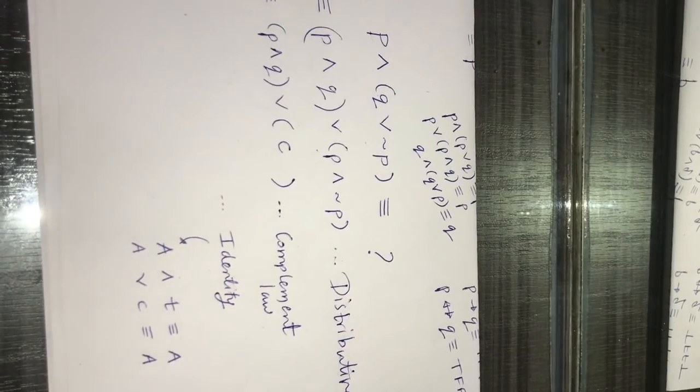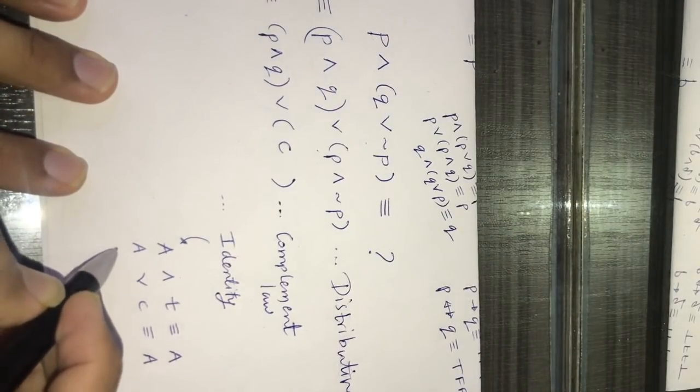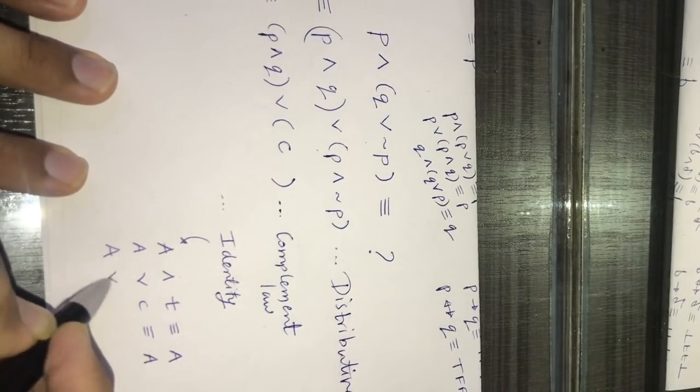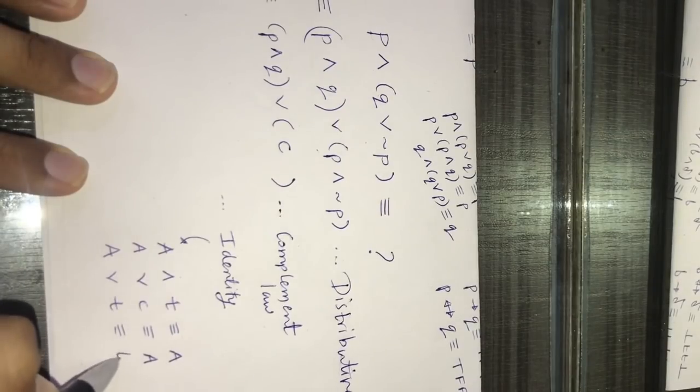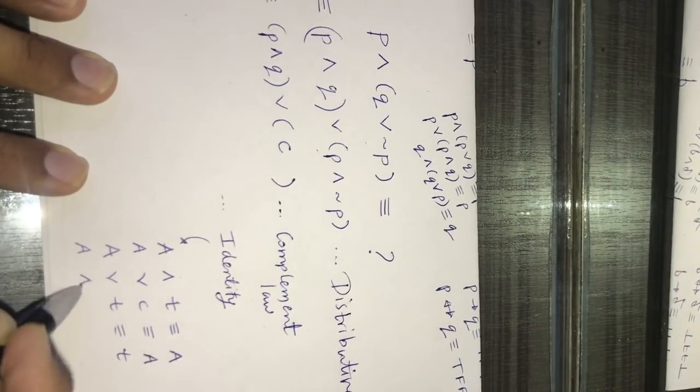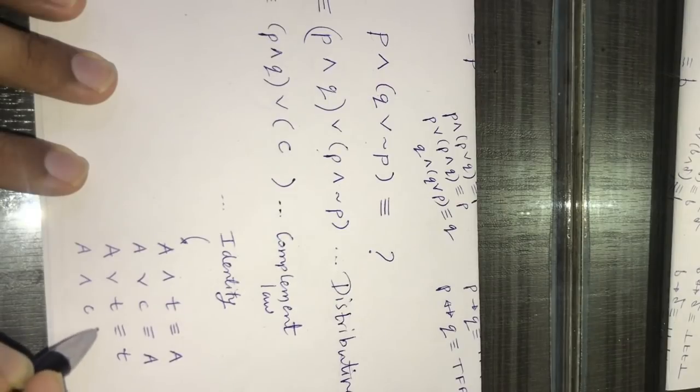In identity law, right? Then there are two more statements. A or tautology is always true. A and contradiction is always contradiction. It's false.